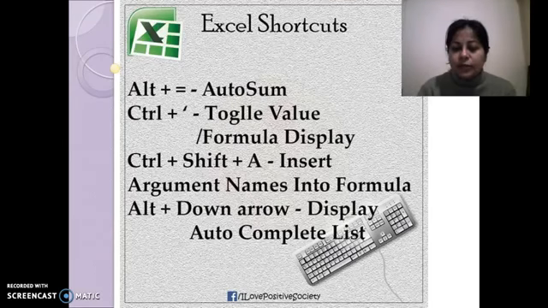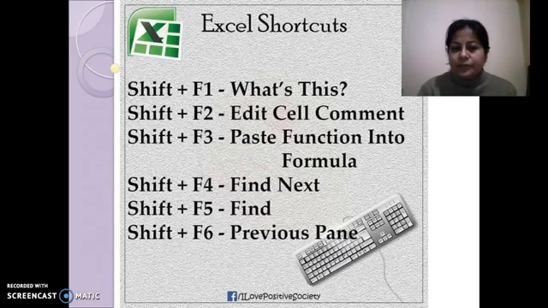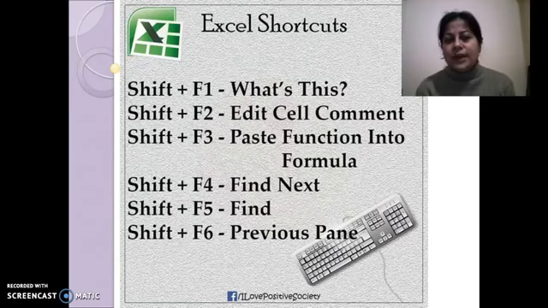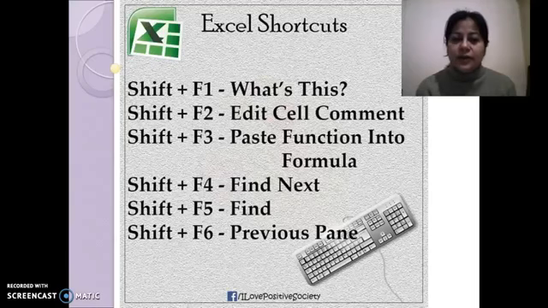Alright, Alt plus equals is for auto sum, then the toggle value. So these are also a few of the shortcuts. Like if you press F1 or Shift F1, then F2 edit comments. So this was all about the shortcuts and a few little formulas in Excel. I hope this helps, because sometimes the mouse isn't working and shortcuts are really useful for that. So this will help you out when you are working in Excel.